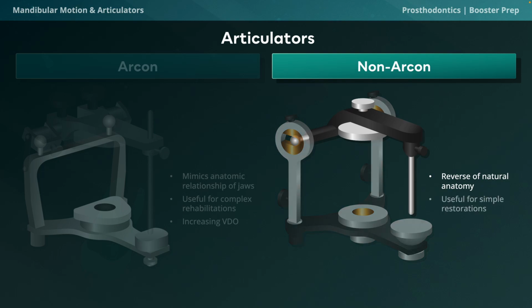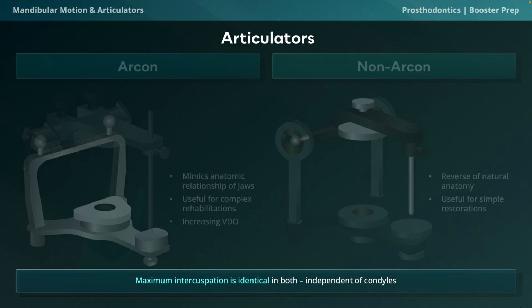So although this design is less anatomically accurate, it provides enough functionality for straightforward cases that don't really require us to play around with the VDO. Now, despite these differences, one important point I want you guys to remember is that maximum intercuspation position, or MIP, is identical in both types of articulators. And that should make sense because MIP is a static tooth-related position. It's really when you start moving around the members of the articulators that the differences between these two come to light.